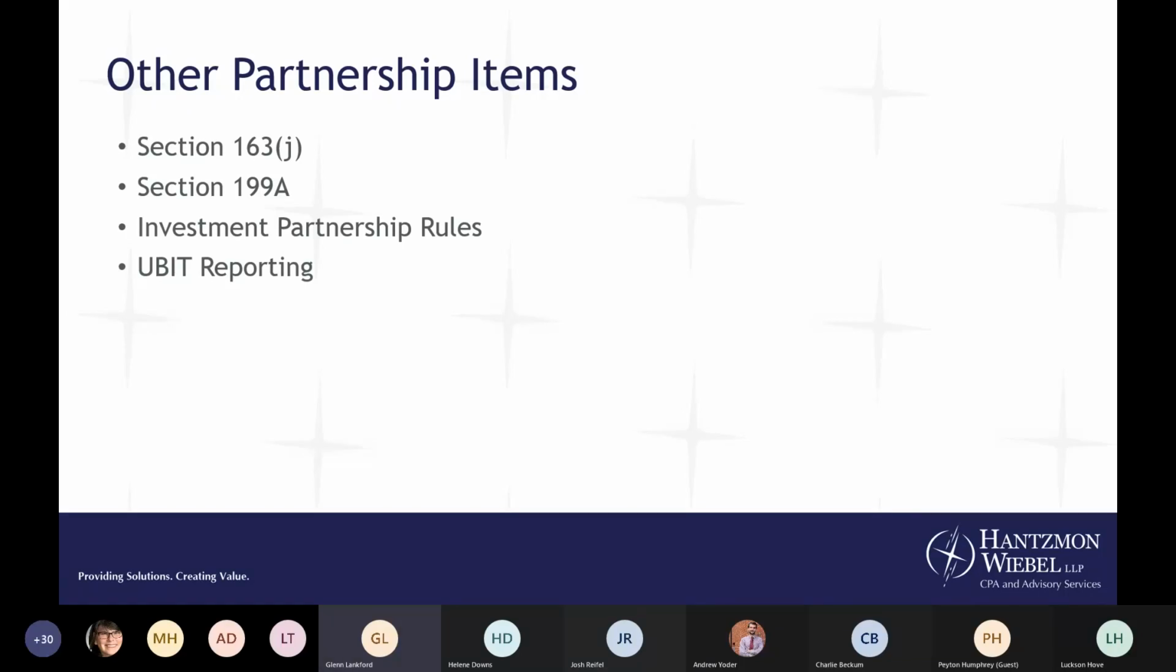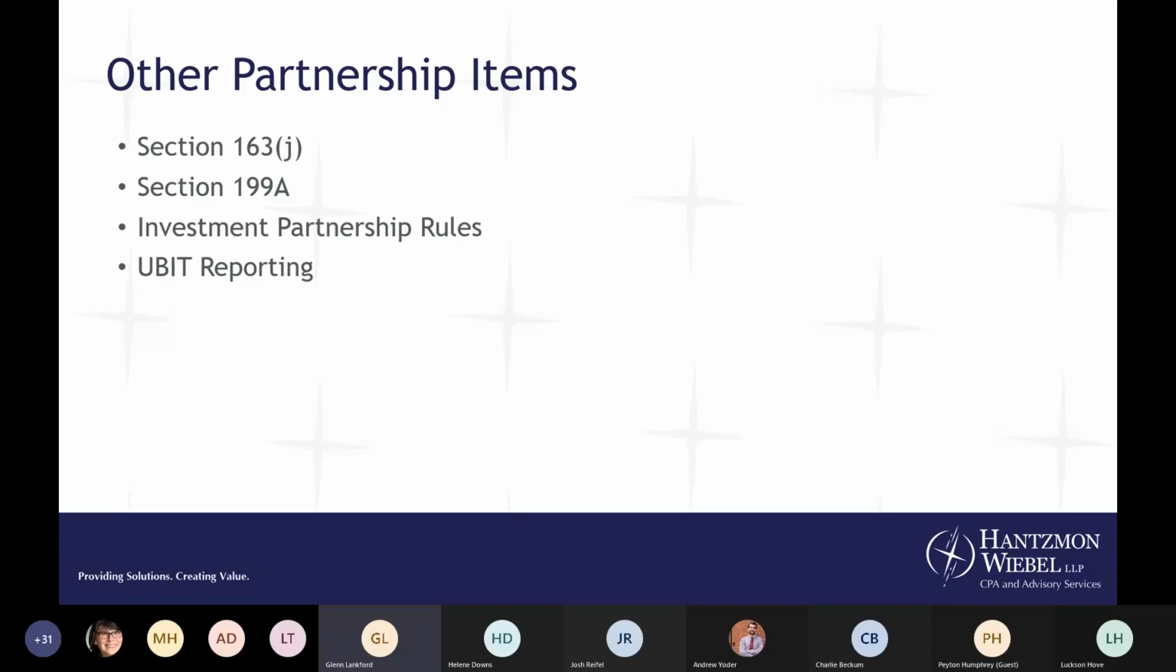And I don't have a K1 in front of me. I don't know what codes they are on the K1, but there are special reporting rules for that. And so I guess that's it for that.